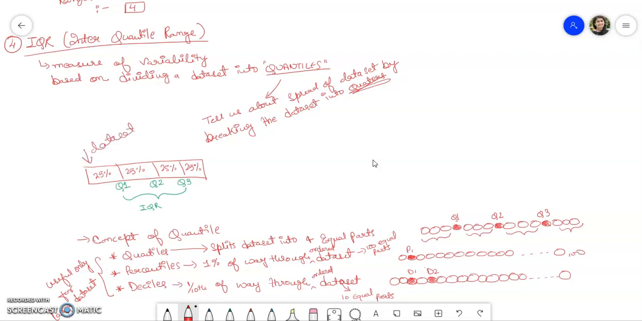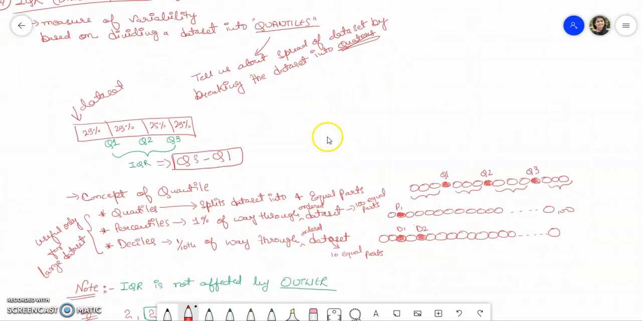This is my complete data set. I have divided the data set into quarters, like 25%, 25%, 25%, and 25%. So IQR is basically Q3 minus Q1. The difference between quartile 3 and quartile 1 is called the IQR.